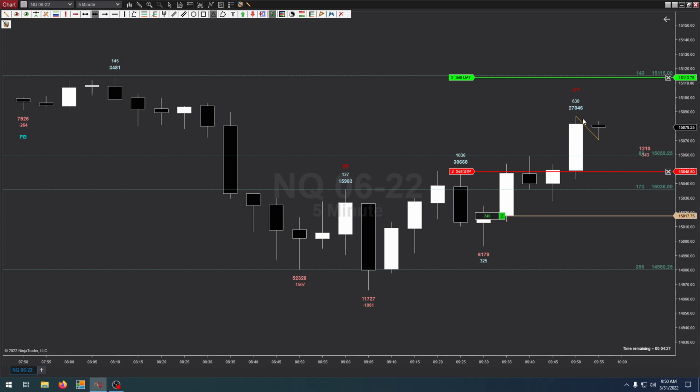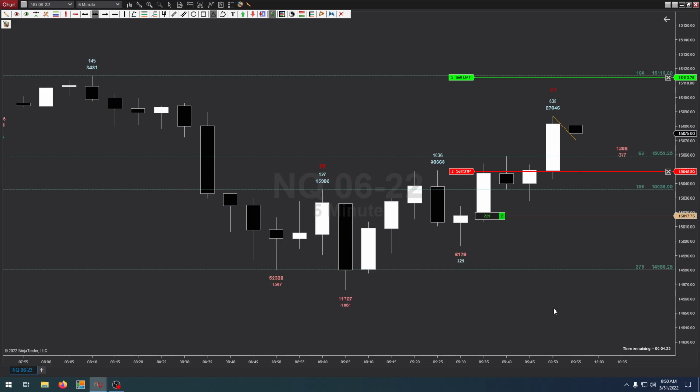Problem is we would need to confirm another short swing. Negative volume delta right here. We need to take out this high. We need this candle to change color and go after this high.